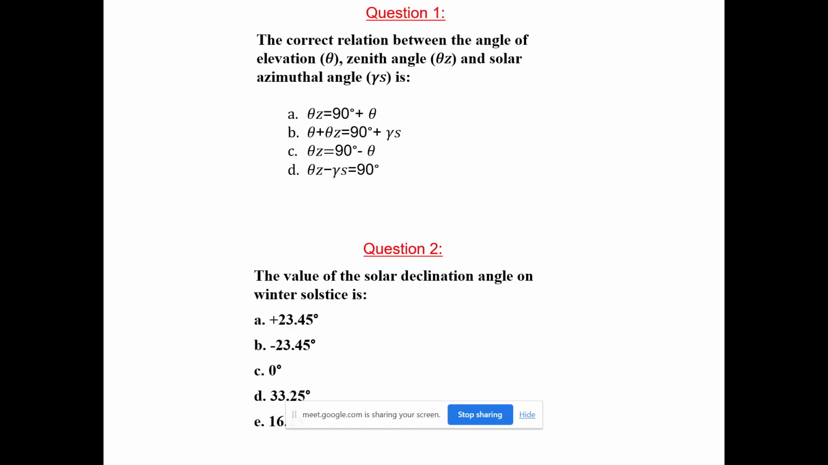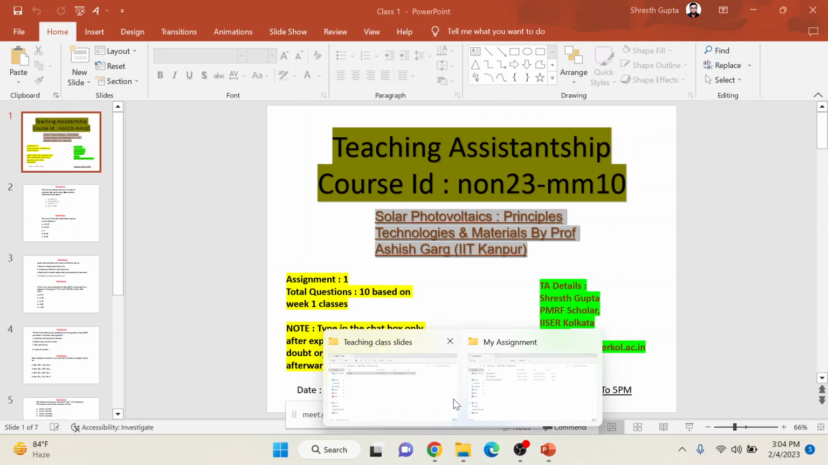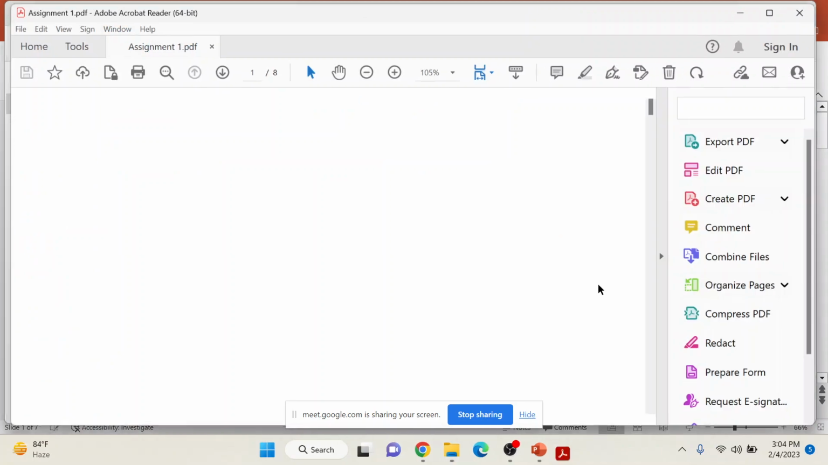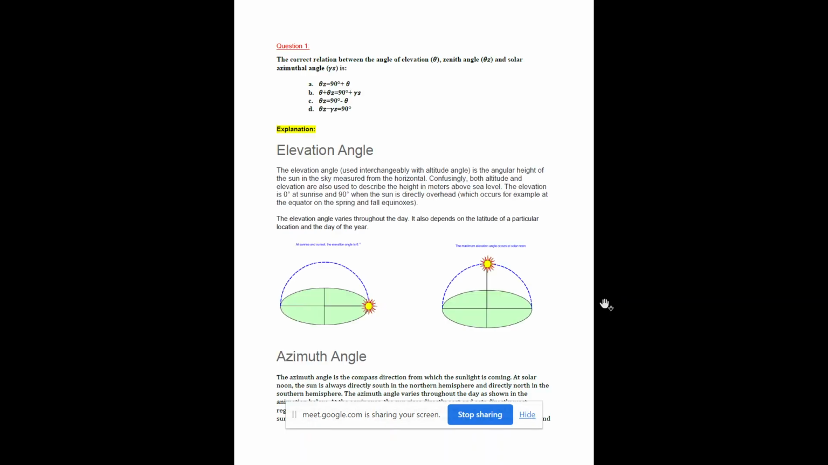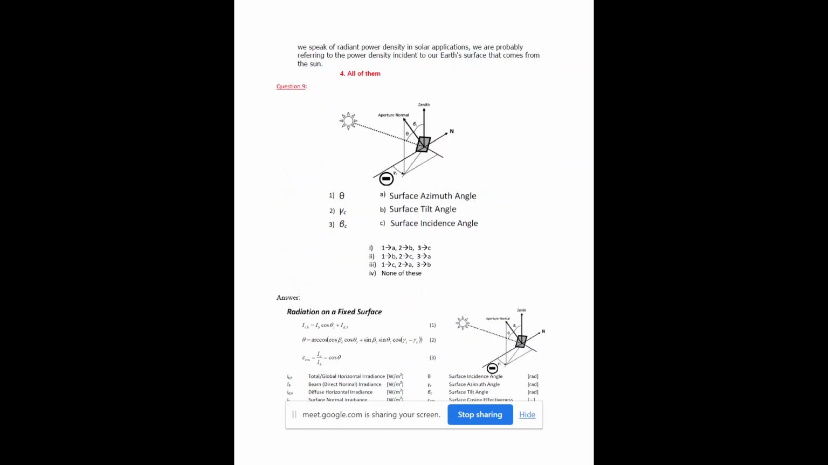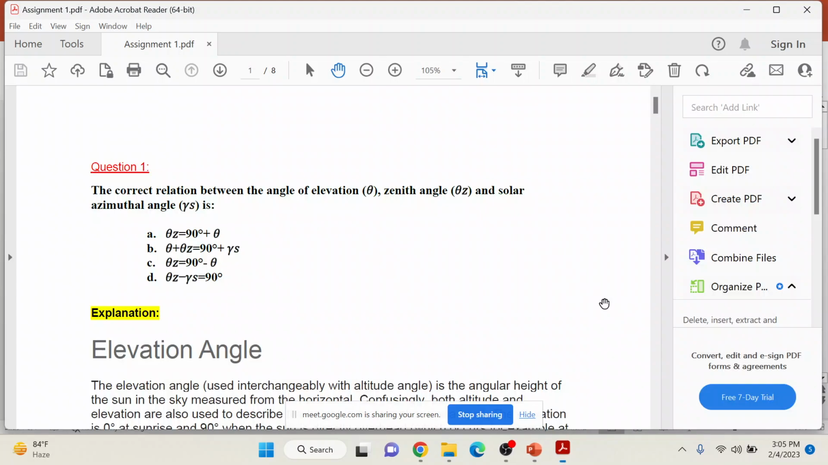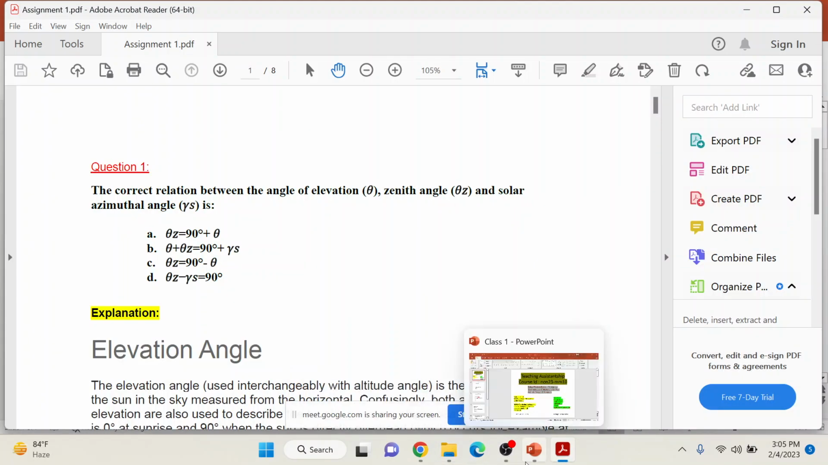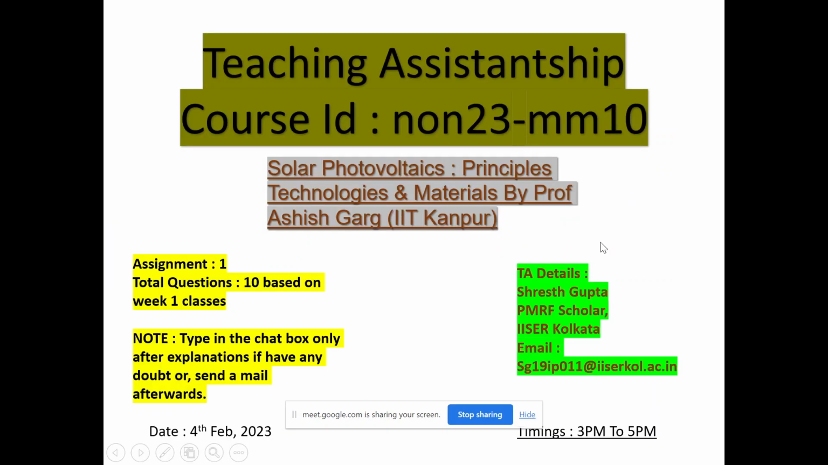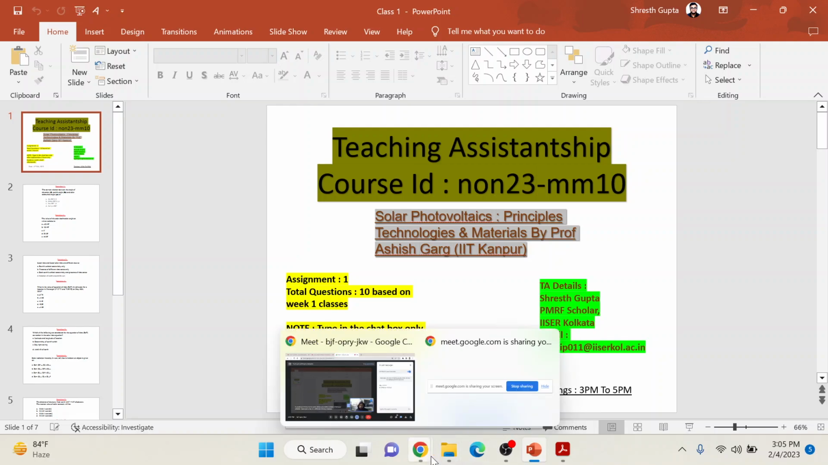Okay, and I have the solutions of all of them in PDF format, you can see, and I'll share this file with you guys. You are all free to send me an email anytime on my email ID if you have any doubt. So let us start at 3:10 p.m. Okay. Sure.